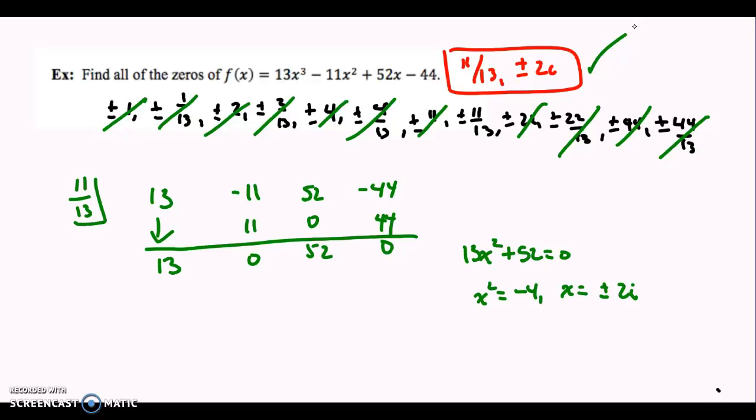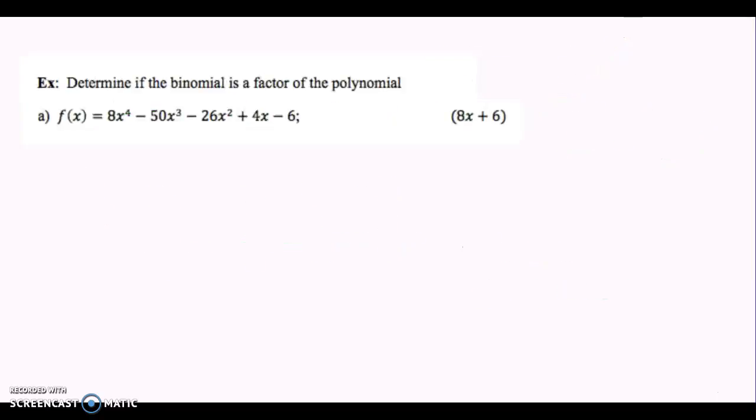Hopefully now it's a little bit clearer as to how we use the rational zero theorem to be able to find zeros of a polynomial without really using a graphing calculator to find that for us explicitly. These last two problems won't be too bad, I don't think. We want to find if this binomial is a factor of the polynomial.